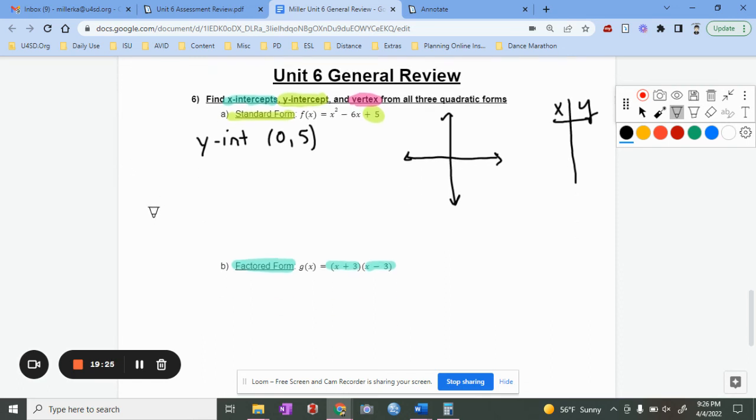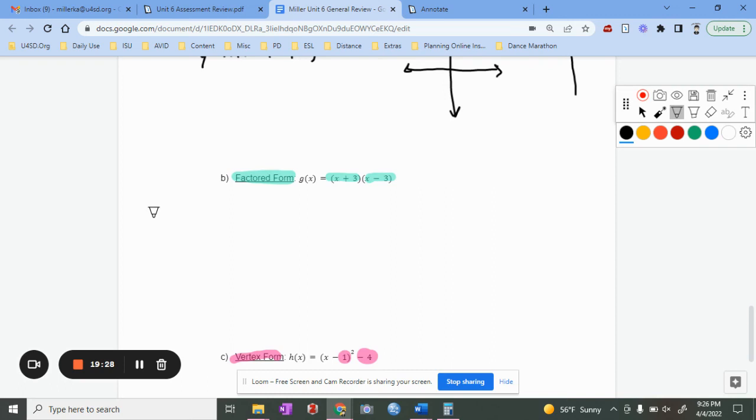In my factored form, here, I know that my x-intercepts will be whatever makes my parentheses 0. So x plus 3 equals 0, and x minus 3 equals 0. We did solve those up above to get negative 3 and positive 3.